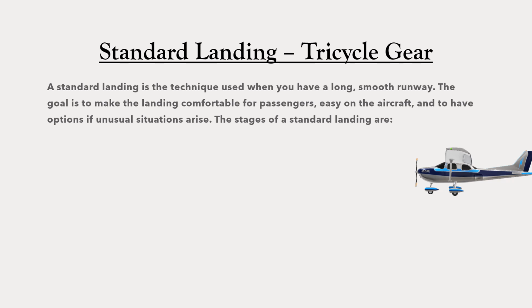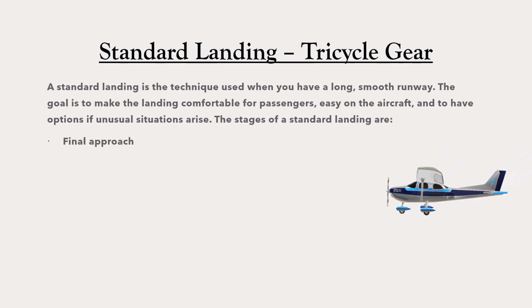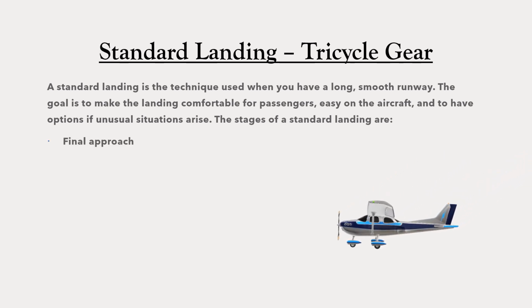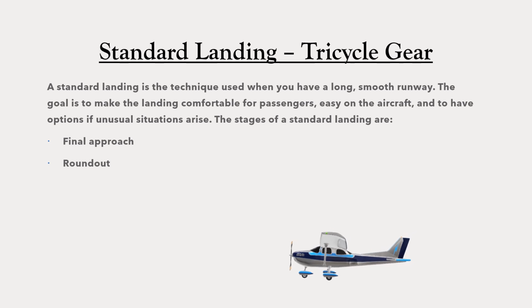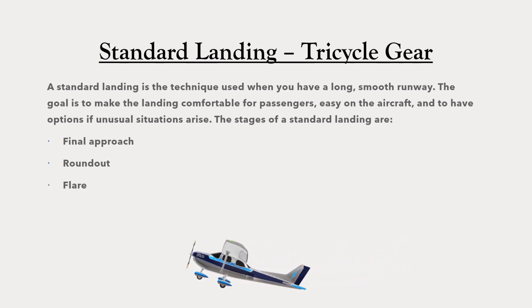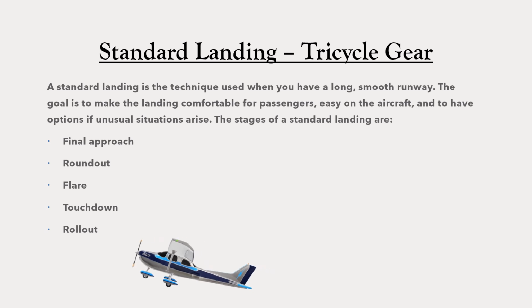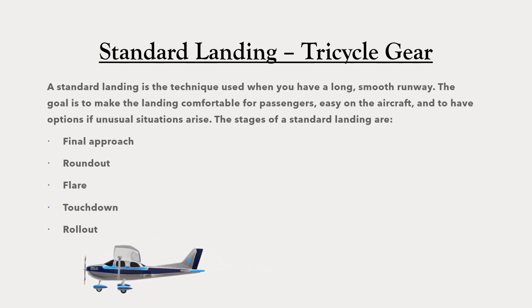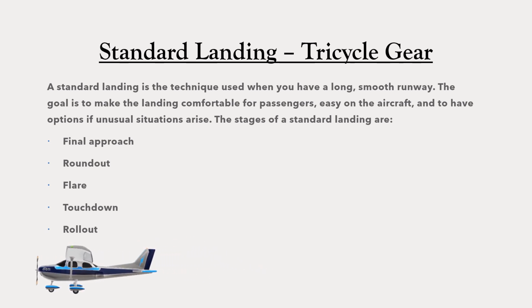A standard landing has a series of phases called the final approach, the round out, the flare, touchdown, and then roll out. I'll cover each of these one at a time.